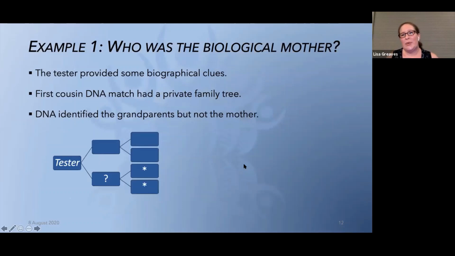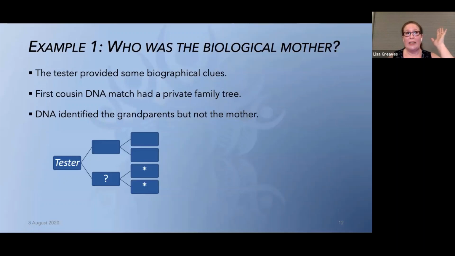So one case I wanted to walk you through, this is a very simple case of an adoptee who was looking for her biological mother using DNA matches. And she had some biographical information that was given to her adoptive parents from the hospital. I don't know if they were supposed to do that, but they did. They gave some information about the birth mother's surname and the birth mother's age and the birth mother's hometown. So that enabled us to use some context with the DNA matches to figure out the precise identity of the biological mother.